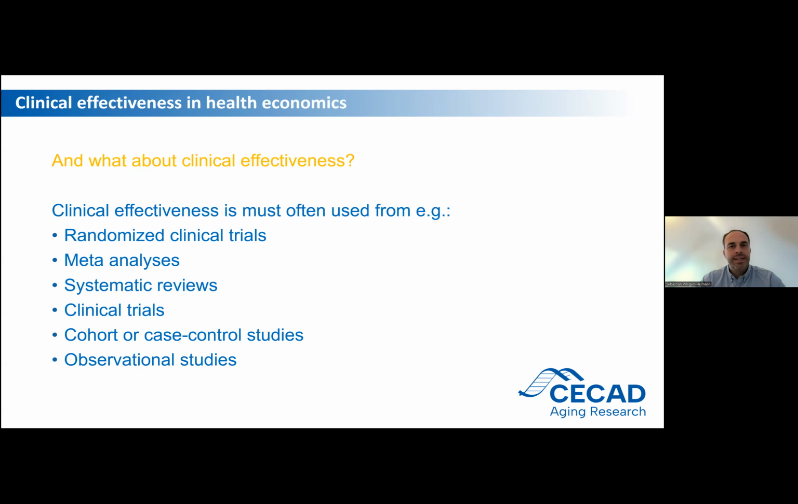But what about the clinical effectiveness? On the one hand, we have the costs, and on the other hand, we have the clinical effectiveness. And the clinical effectiveness is most often taken from, for example, randomized clinical trials, meta-analyses, systematic reviews, clinical trials, case or case-control studies, or observational studies.